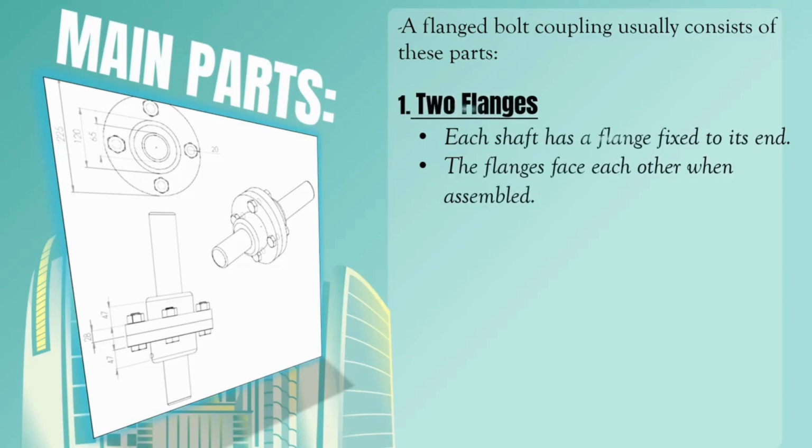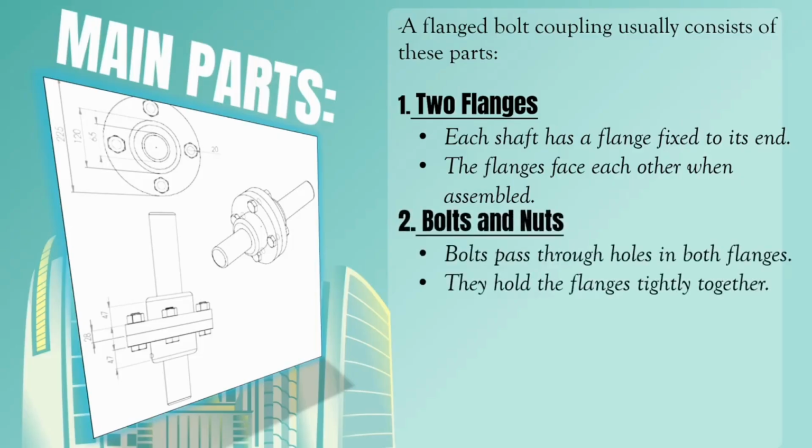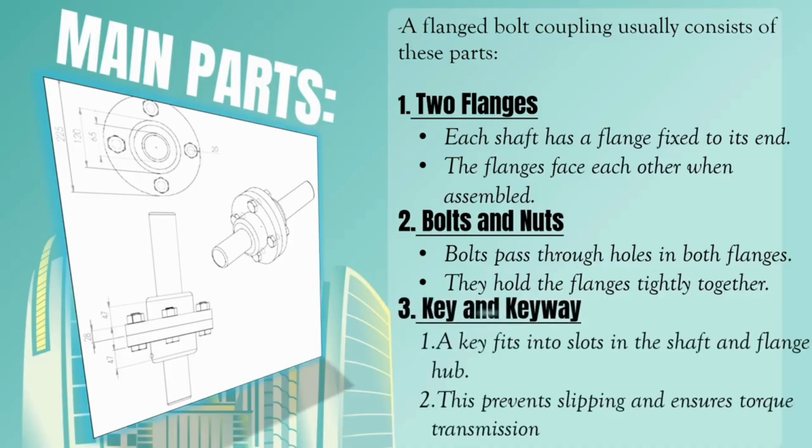A flange bolt coupling usually consists of these parts. First, two flanges. Each shaft has a flange fixed to its end. The flanges face each other when assembled. Second, bolts and nuts. Bolts pass through holes in both flanges, and they hold the flanges tightly together. Third, key and keyway. A key fits into slots in the shaft and flange hub. This prevents slipping and ensures torque transmission.